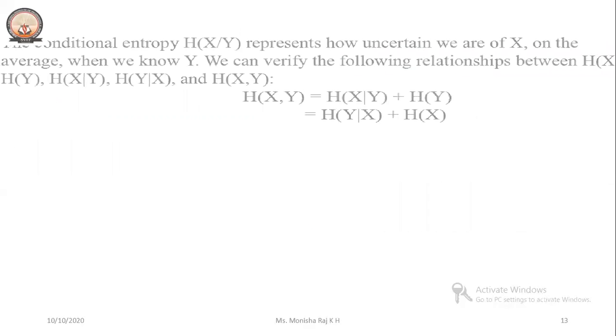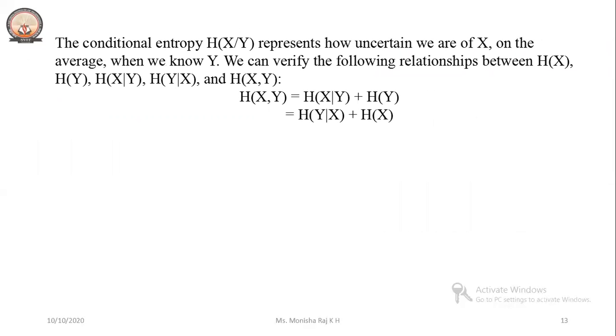The conditional entropy H(X|Y) represents how uncertain we are of X. Here we are defining and explaining how H(X|Y) is represented. So the conditional entropy H(X|Y) represents how uncertain we are of X on the average when we know the value of Y.